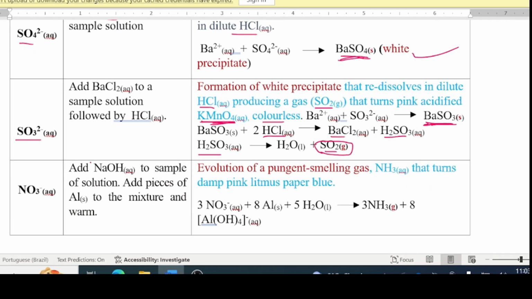For nitrate ion, you add sodium hydroxide to a sample of it, and to that, you add pieces of aluminum. If you do that and you get a pungent smelling gas that turns pink litmus paper blue, it means ammonia gas is coming out, and that confirms that nitrate ions are present. A complex reaction happens there in which a complex of aluminum is formed with all these things reacting. It's a very complicated reaction. So that's how you test for these anions.